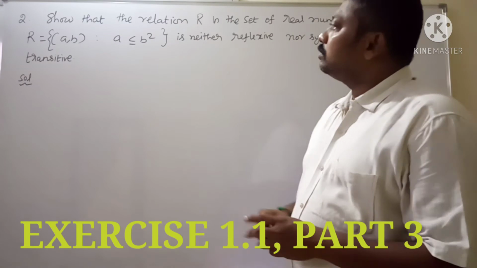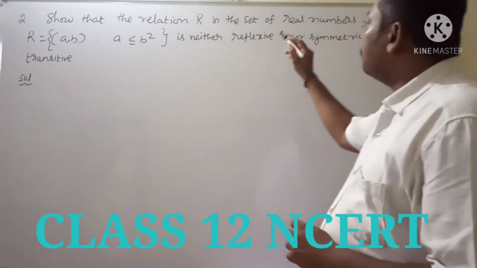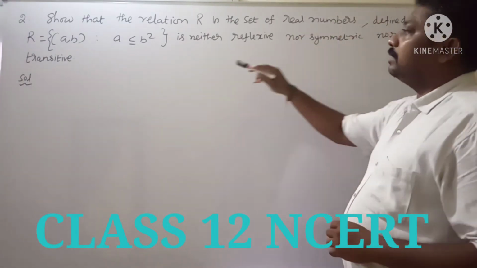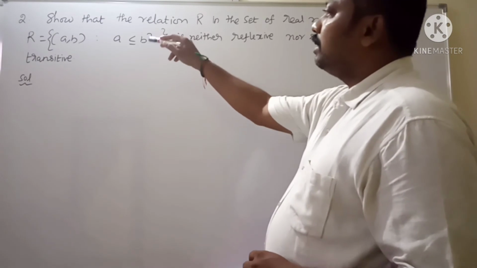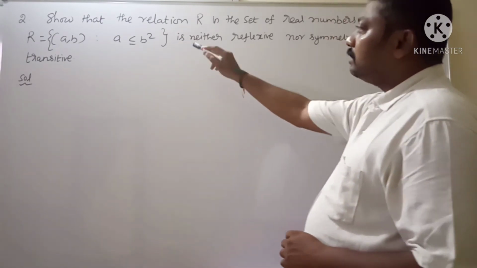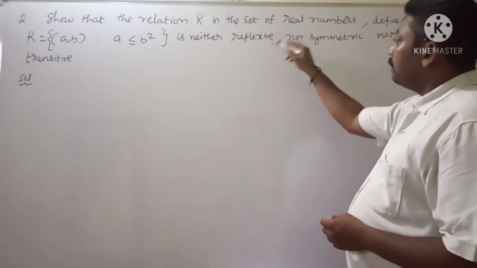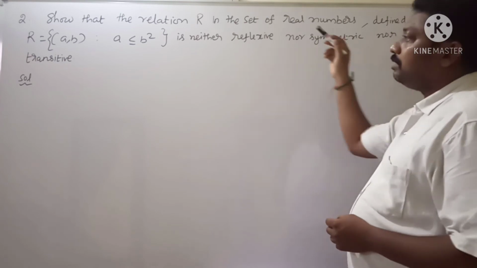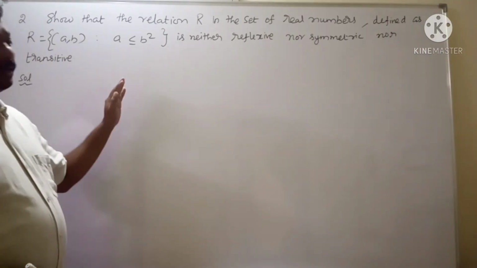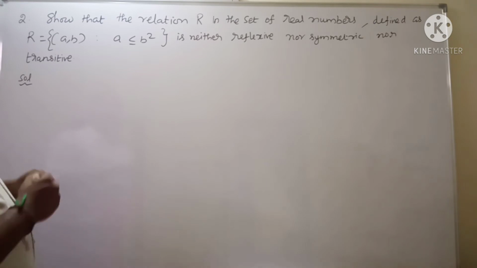So today we continue with question number 2 in Exercise 1.1, Class 12 NCERT. Show that the relation R in the set of real numbers, defined as R = {(a, b) : a ≤ b²}, is neither reflexive nor symmetric nor transitive. This is not an equivalence relation. So let's check it.